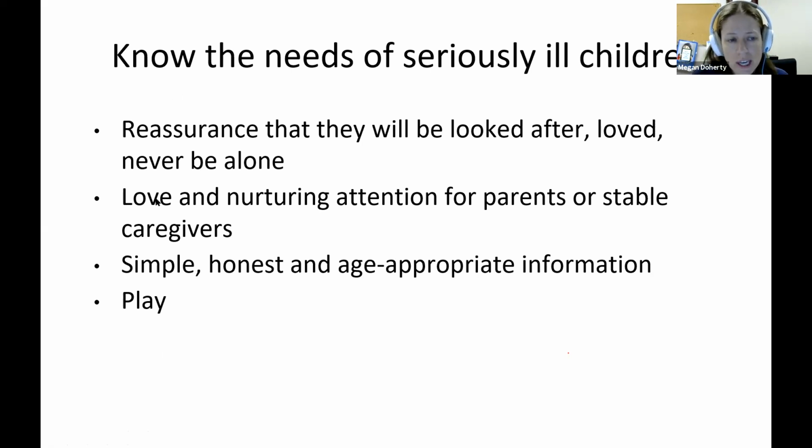And you encourage the caregiver to show love and nurturing attention. So just cuddling the child, holding them, being with them, talking to them, singing to them. These are very important for children. Children need simple, honest, and age-appropriate information. We'll talk more about that, and they need to be able to play. So we need to give toys and opportunities for play, art, music, stories, that kind of things. So these things seem like extras. They seem like not important. They don't seem like medicine, but they are part of medicine for children.